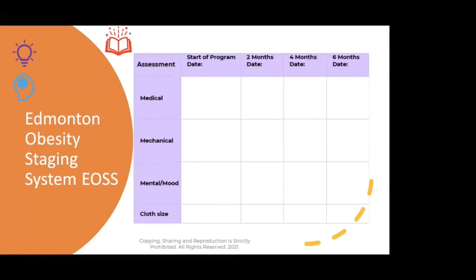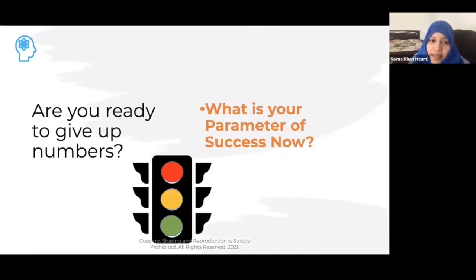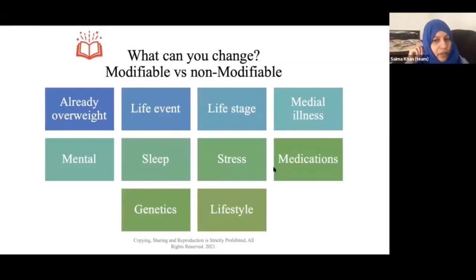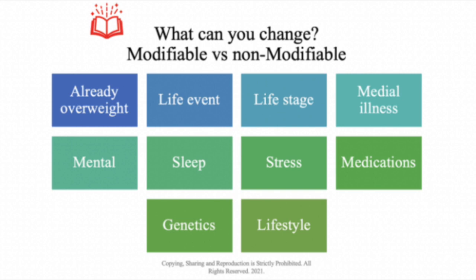And so this whole exercise that I did, let me know which color you are. Are you ready to give up the number now? Are you in the red zone, yellow zone, or the green zone? Okay, so now you understand a bit of how hard it is. Just go over and look for yourself. Is there anything that you can change? Because we did talk about modifiable and non-modifiable factors. So make sure that you do a little bit of brainstorming around the causes of your weight gain.